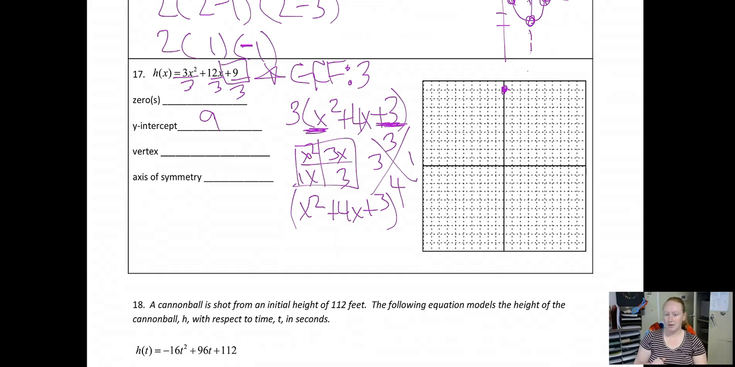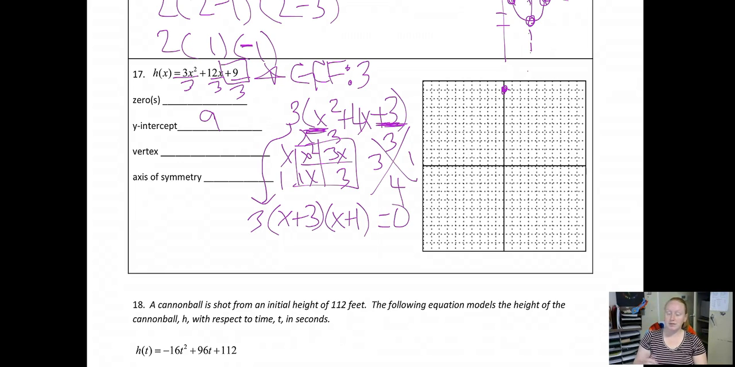Wait, that's not what I wanted. That's standard form. That doesn't help me. Let's try again. Gotta get the outside of my box. So I get x times x, I get 3, I get 1. So I get x plus 3, I get x plus 1, and that 3 comes all the way down in front.